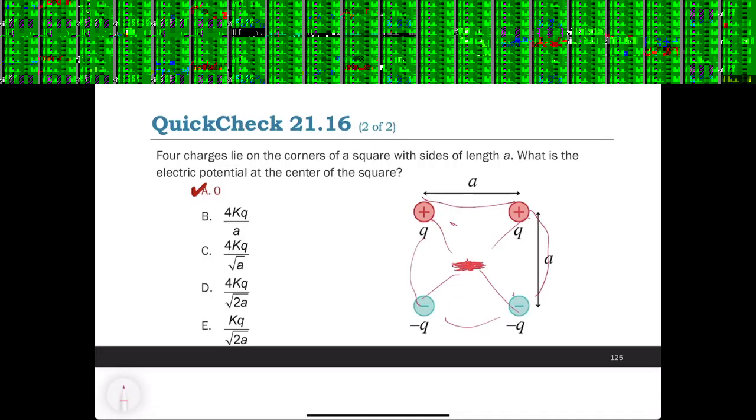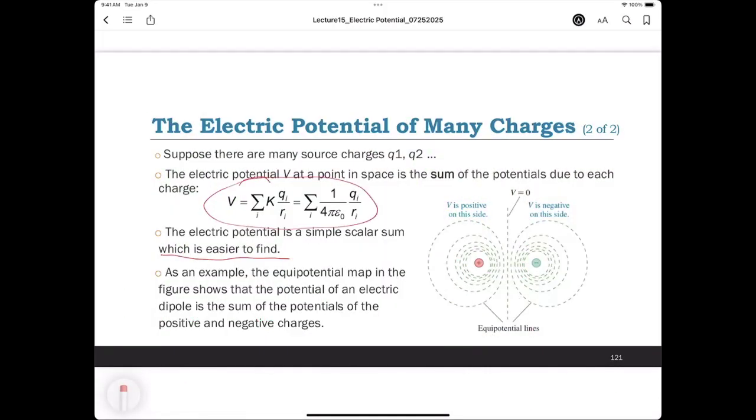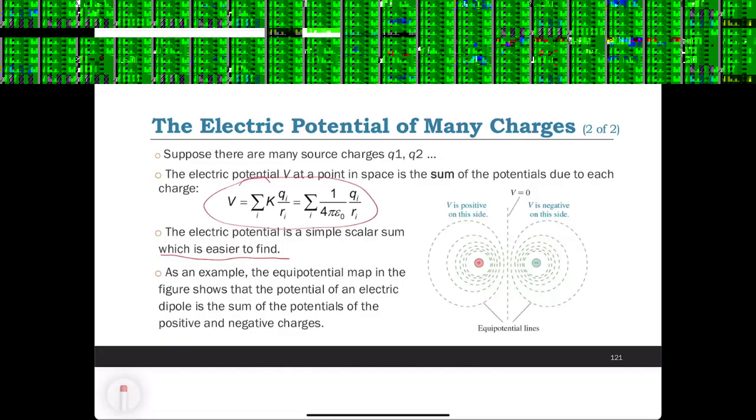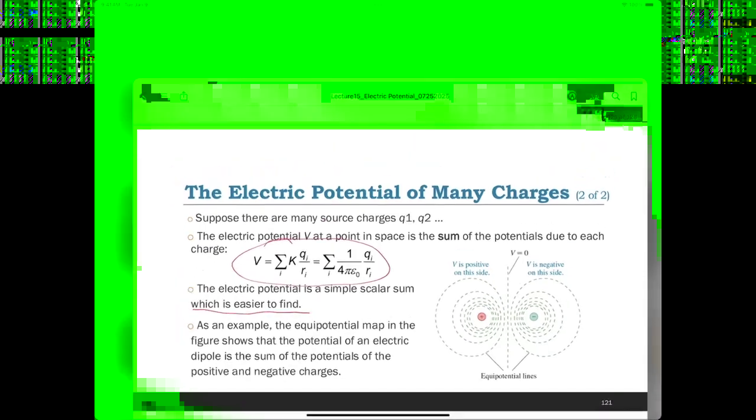That makes sense to you? Based on what we talked about here. Let me make it clear. You can see here the equipotential map in the figure shows that the potential of an electric dipole is the sum of potentials of positive and negative charges, and here it should be zero. Oh, sorry, it should be zero.